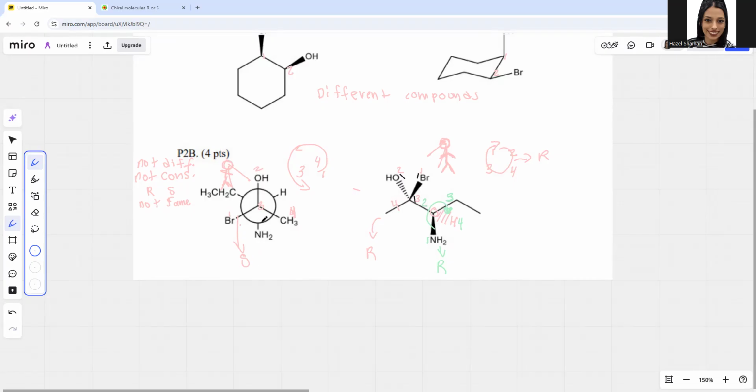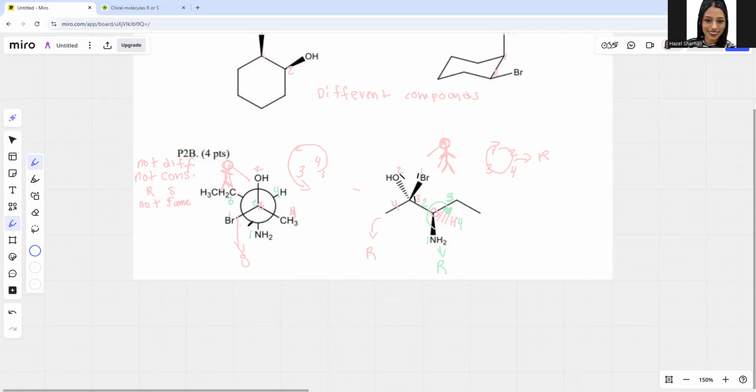Okay, so let's look at this one now. We have our 1 here. Our 2 is in the middle, right? Because 2 is connected to the other carbon. Our 3 was the ethyl group from this side. And then our 4 was the hydrogen. We know our hydrogen was facing away from us, and it should still be facing away from us. So we know this is set.